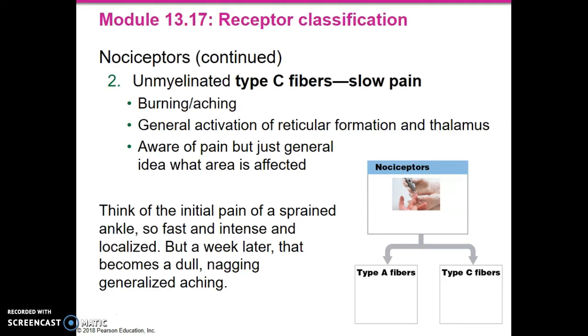Type C fibers are unmyelinated, and the pain may be more of an aching, general sensation. You're aware of the pain, but may not be quite aware of where that pain is coming from.